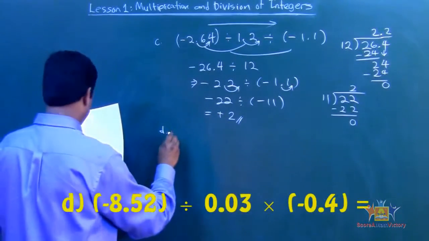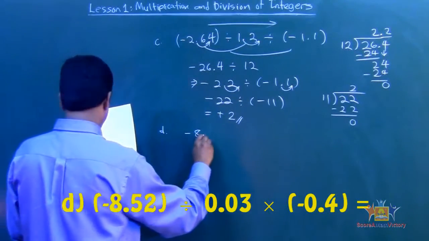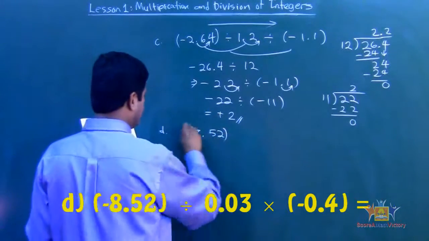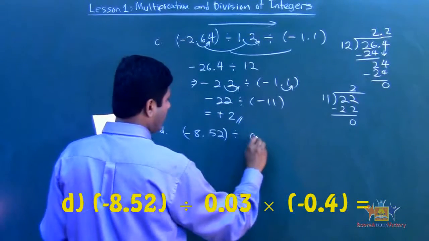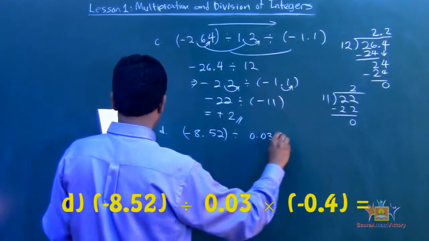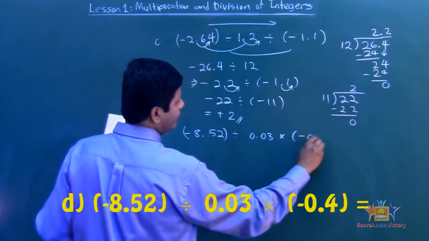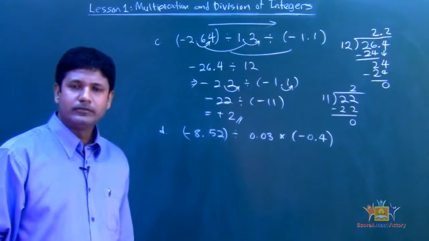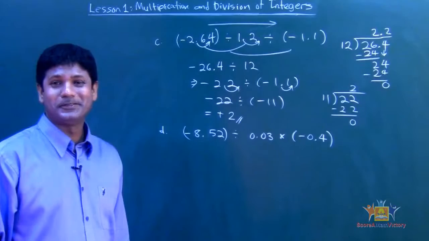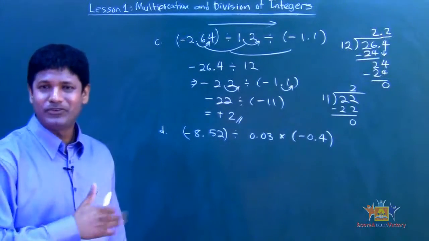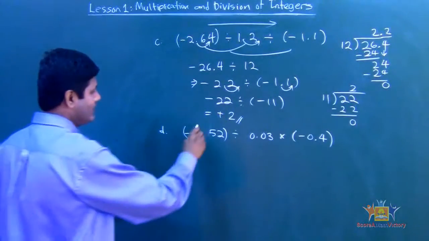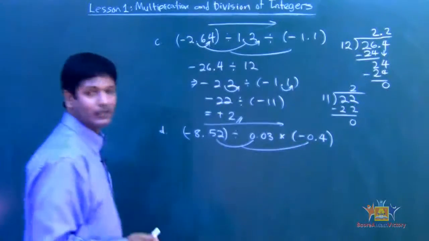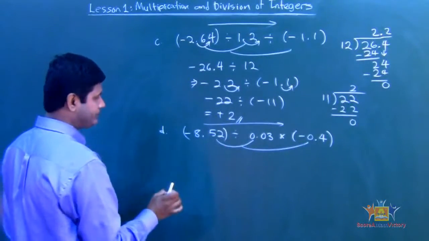Problem D, you're given negative 8.52 divided by 0.03 times negative 0.4. So, what method do we use? Very good. We go left to right and use the pairing method. So we're going to pair this one and then pair with that one. Alright? So let's start with this one.